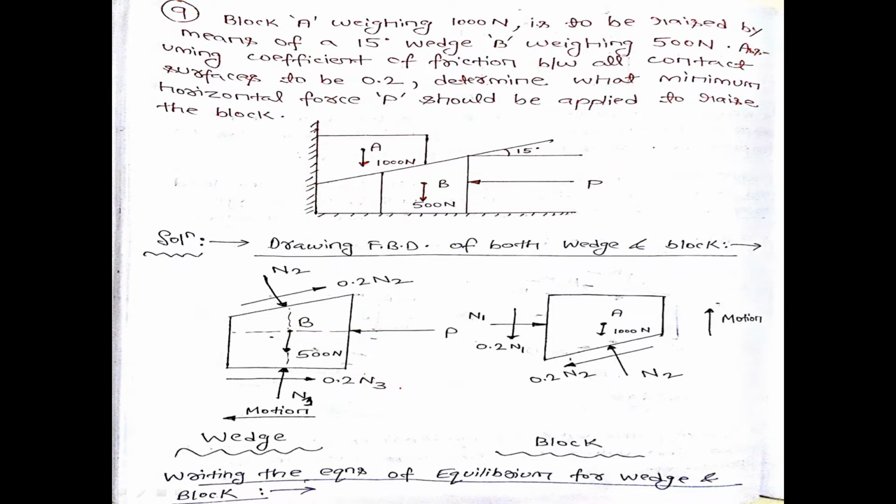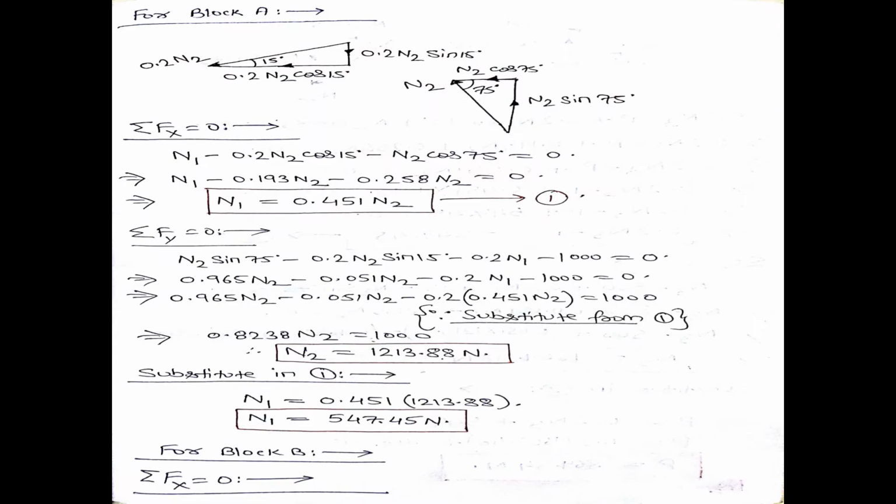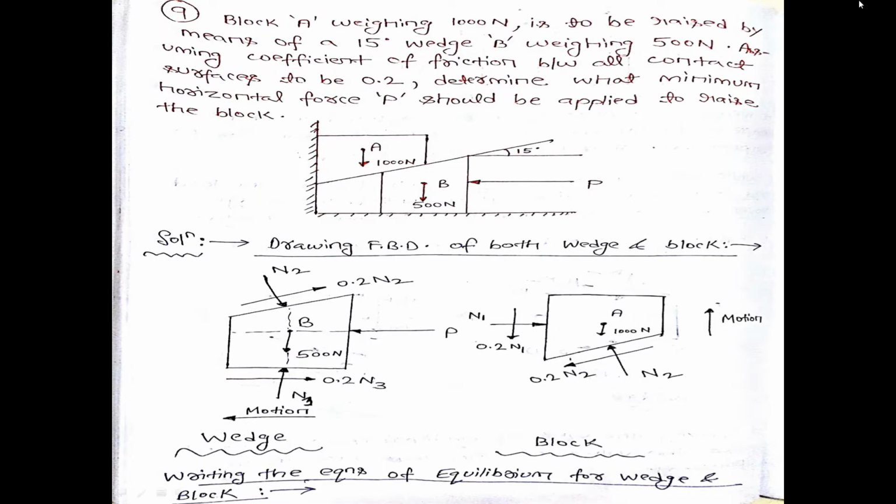So let us write down the equations of equilibrium for the wedge separately. That means for the wedge, let us write down Fx equal to 0 and Fy equal to 0. And for the block separately, we will write down Fx equal to 0 and Fy equal to 0. And we will see from these equations whether we can find out the value of force P or not. So let us write down the equations of equilibrium for this block A.